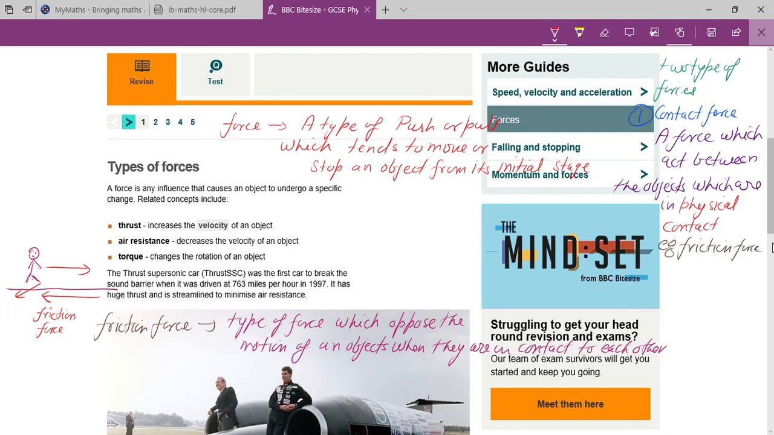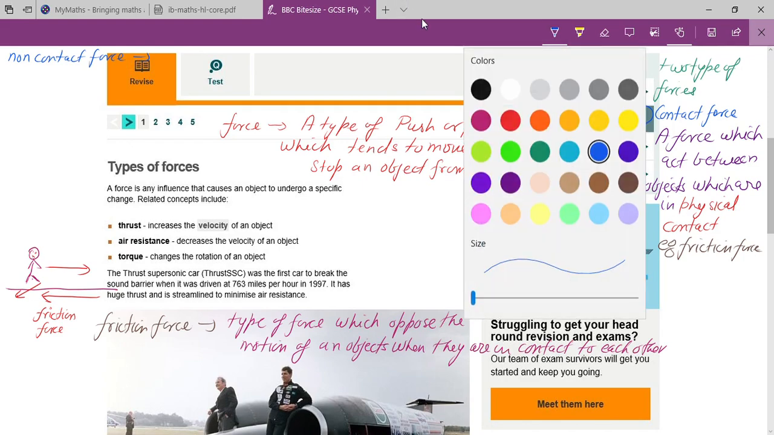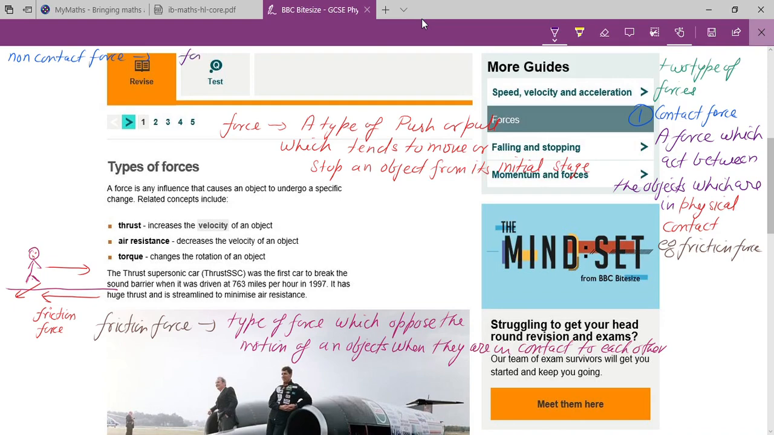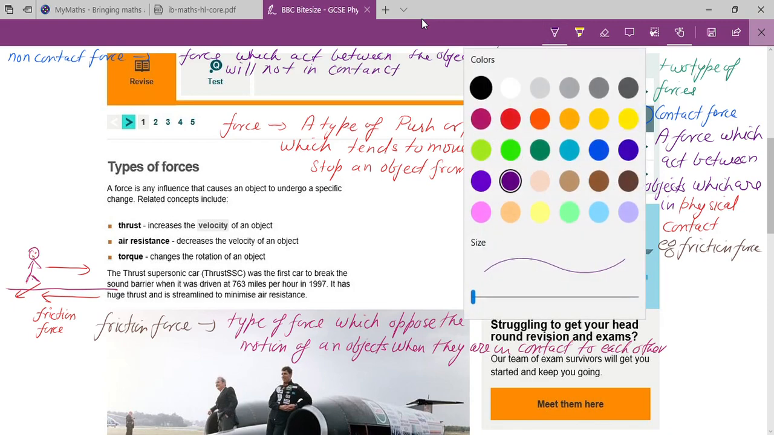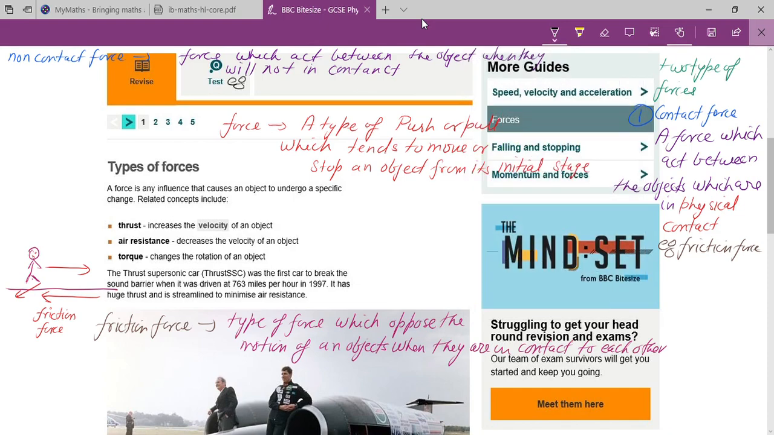Next one is your non-contact force. Non-contact force means a force which acts between objects when they are not in contact, okay? For example, gravitational force.